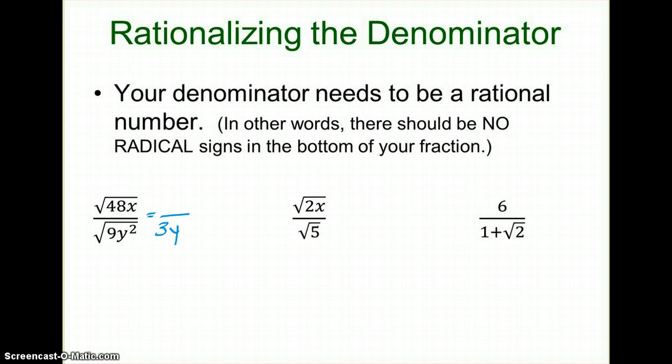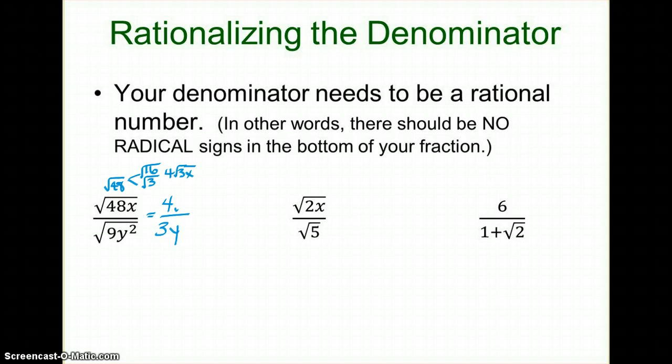Now for the numerator, I have the square root of 48x. I do want to check and see if that simplifies, and I can simplify a little bit. The square root of 48 is actually going to simplify. 48 can be split up as 16 times 3, so I end up with 4 square root 3. And then the x doesn't do anything, so it's going to stay there with my 3 under my radical.